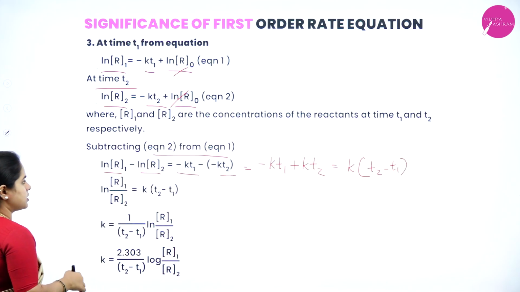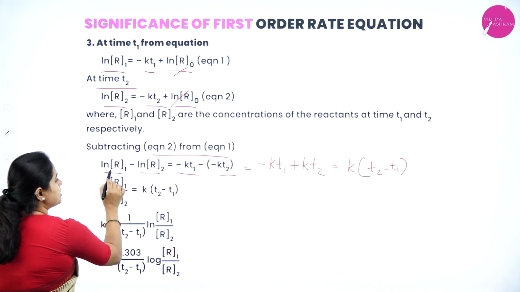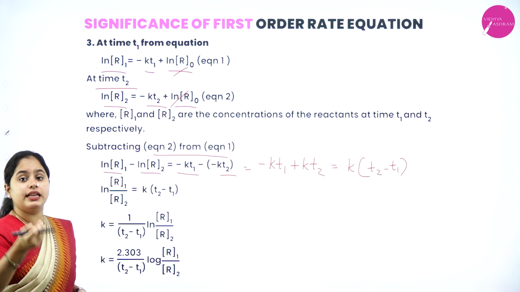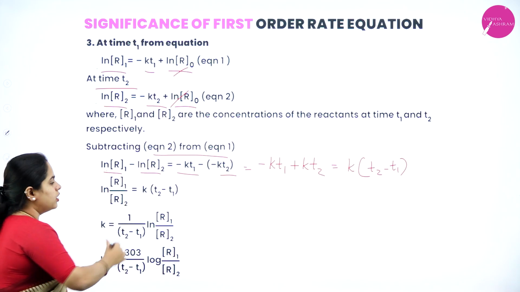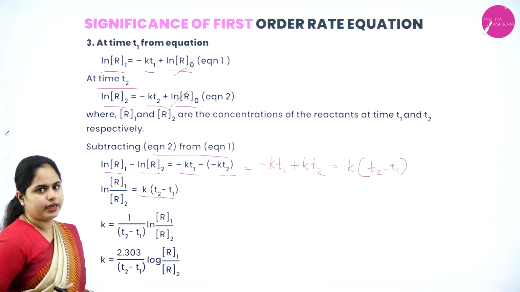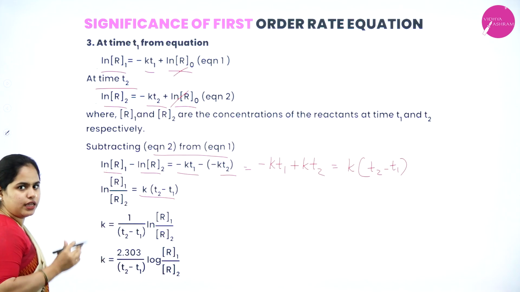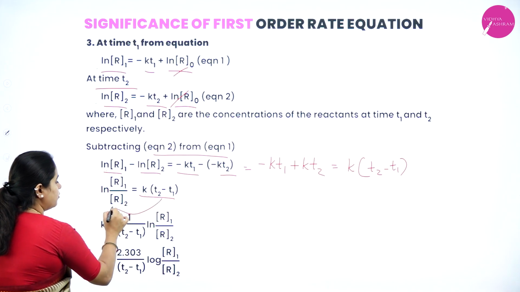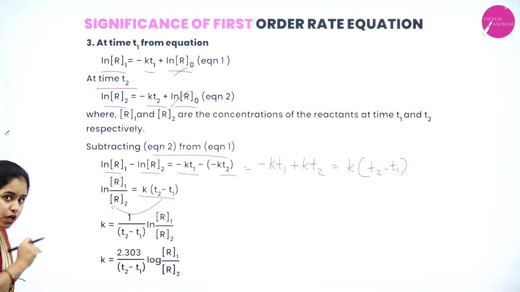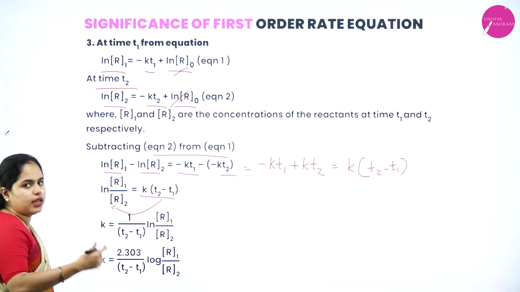So as you can see, this is the equation written here. Again, we have studied before what is ln A minus ln B. It is ln A by B. So the equation becomes ln R1 by R2 is equal to k into t2 minus t1. Now we have to get it in terms of k. So just rearranging this equation, this t2 minus t1 term will come to the other side. So k will be equal to 1 by t2 minus t1 ln R1 by R2.